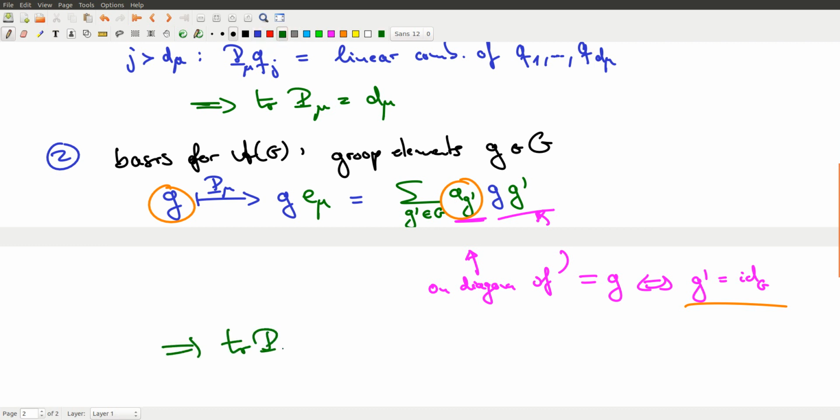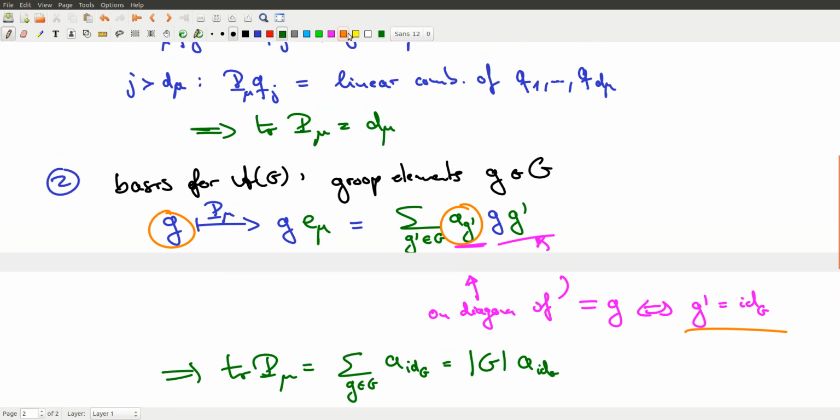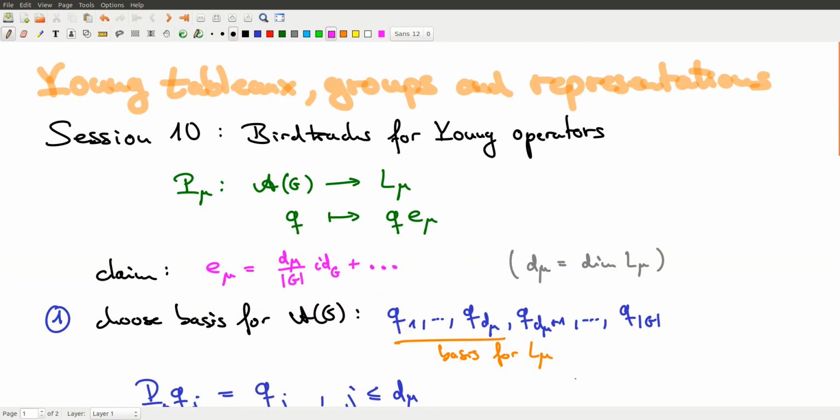So this means that now the trace of p_mu is just the sum over the whole group, and then for each group element I just get the coefficient of the identity. So this is the order of the group times the coefficient of the identity. And if we combine these two results, then we can read off our claim from up here.